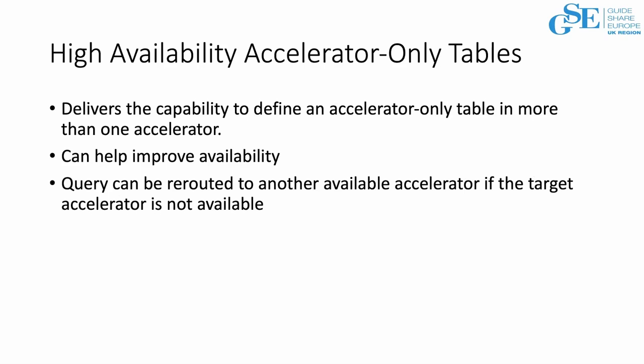High availability accelerator only table. So you can now define an accelerator only table in more than one accelerator. What this capability does is enhance the accelerator only table with high availability and workload balancing, including the following. It can reroute a query to an available accelerator if the target accelerator is not available. And it can use the accelerator workload balancing algorithm to distribute those queries based on the queue length on each accelerator.